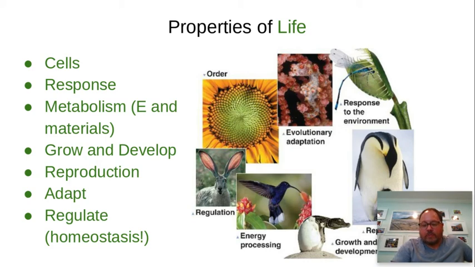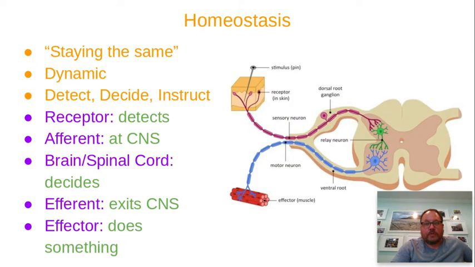You have to be able to sort of maintain constant conditions in order for life to continue. So that idea of maintaining a constant state is called homeostasis. Stasis means standing or staying the same, and homos means same. So homeostasis, your body's trying to maintain constant conditions.